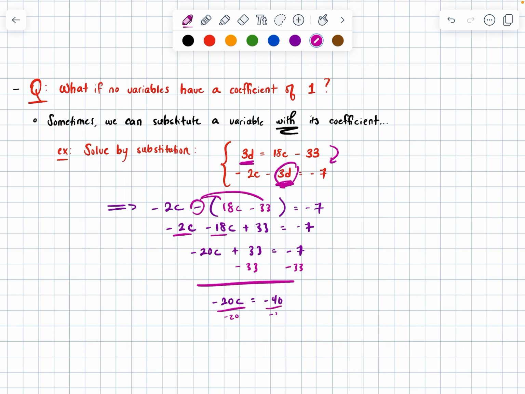Would you look at that? That's a number that evenly divides by negative 20. Negative 40 divided by negative 20 is positive 2. Now that I know that c is equal to 2, I'm going to substitute into one of my two equations to find d. Thinking cap, which equation is probably strategically wiser to plug into? 10 seconds, go.